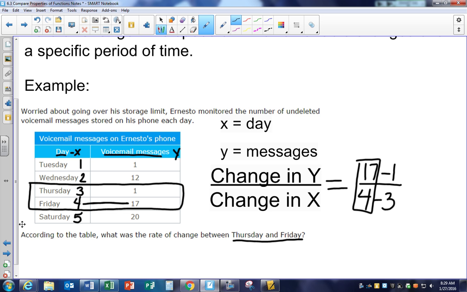If we were graphing these ordered pairs, it would be (4, 17). So make sure when you do your division problem that you have them lined up. So 17 minus 1 is 16, 4 minus 3 is 1. So our rate of change between Thursday and Friday is 16, or 16 over 1.